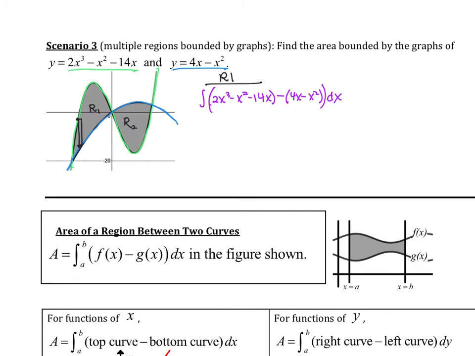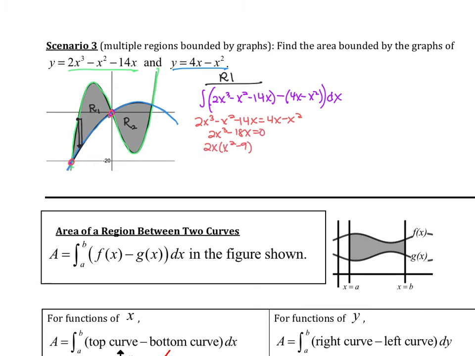What am I missing? Well, I'm missing my bounds of integration. What is this point right here? Well, how did we do that last time? To find these bounds of integration, we set the two equations equal. So we would say 2x cubed minus x squared minus 14x equals 4x minus x squared. If I combine like terms, I get 2x cubed minus 18x equals 0.